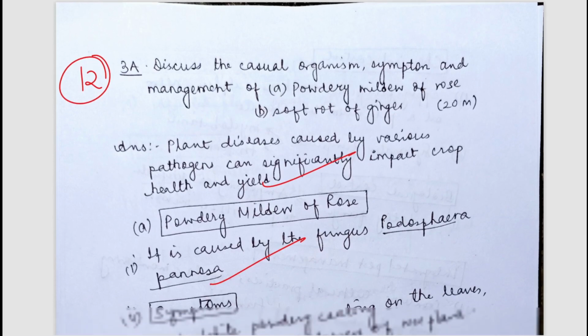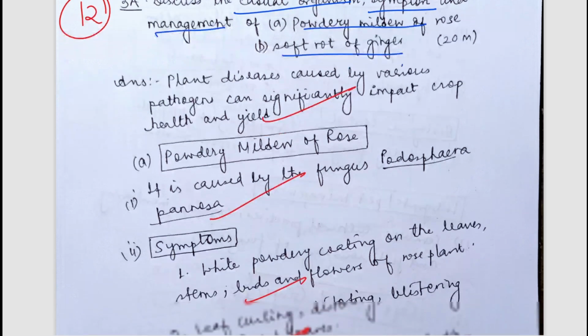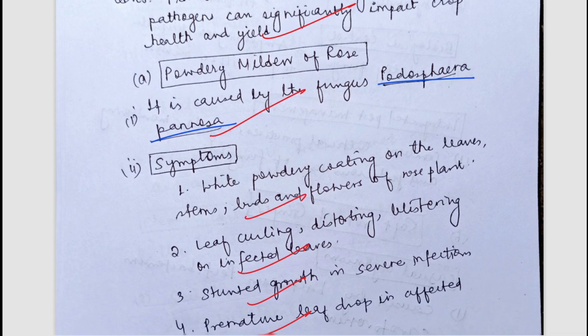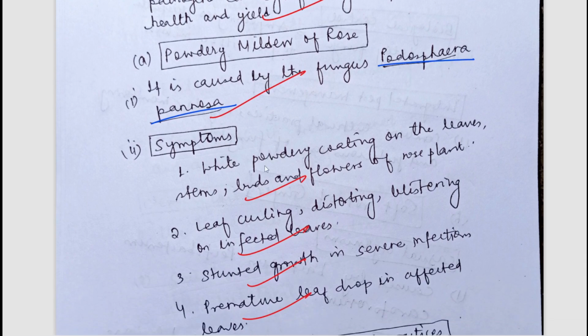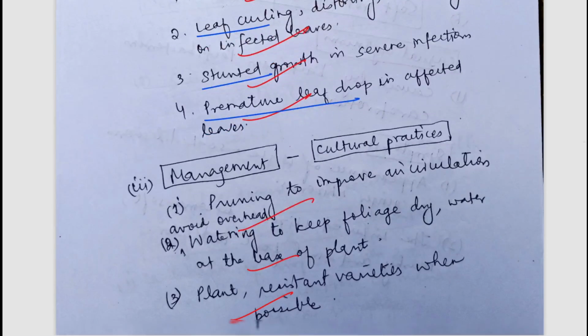The next question is, discuss the causal organism, symptom and management of powdery mildew of rose and soft root of ginger. So we can see, powdery mildew of rose is caused by a fungus, and here you can see the student has underlined it. So good. The symptoms have been mentioned such as white powdery coating on leaves, buds and flowers of rose plant, leaf curling, stunted growth. So these are some of the symptoms. Premature leaf drop. Management has been mentioned again.